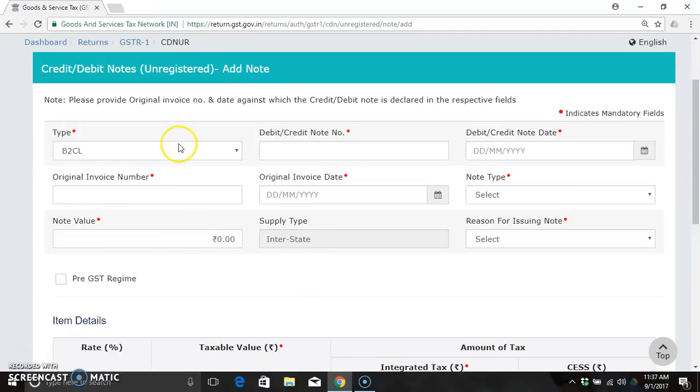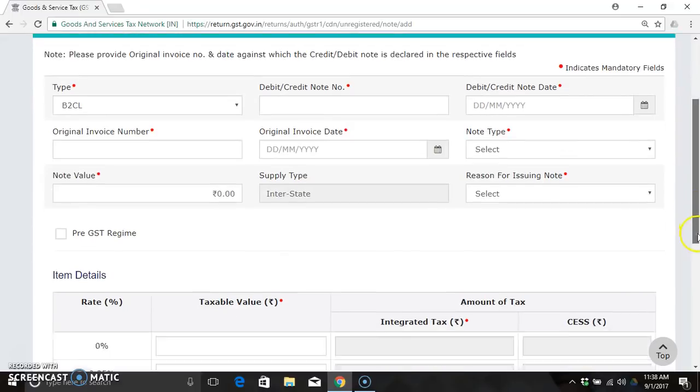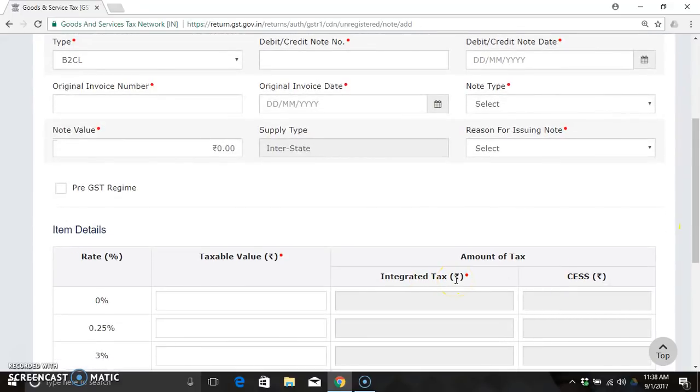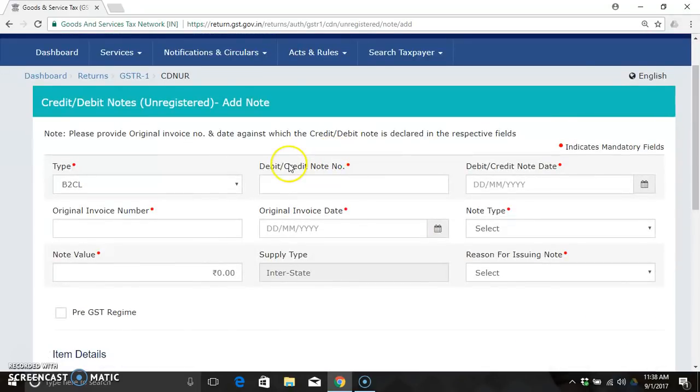So these are the 3 options. Since we are dealing with exports and interstate invoices, this is only a default interstate supply. It is not intrastate. Because it is an interstate supply, you will find only integrated tax. There is no concept of CGST and SGST. Now let us go to the next column. The next column is debit or credit note number. So whenever you are issuing a debit or credit note, the number has to be given here.